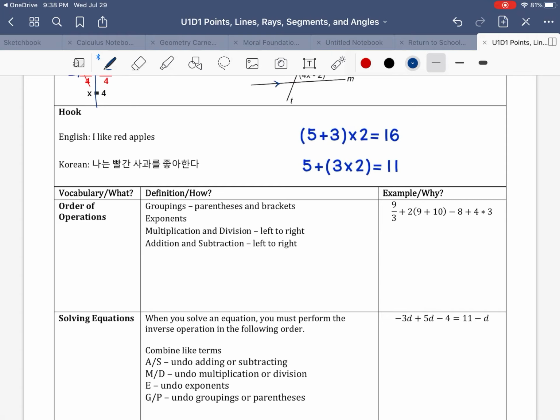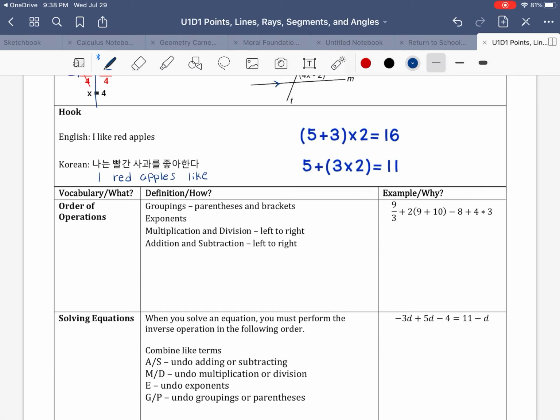If I were to directly translate this for us, the first word here, 나는, means I. The second 2 syllables, 빨간, means red. 사과를 is apples. 좋아한다 is like. And what you can see is that the order of our words is a little bit different.